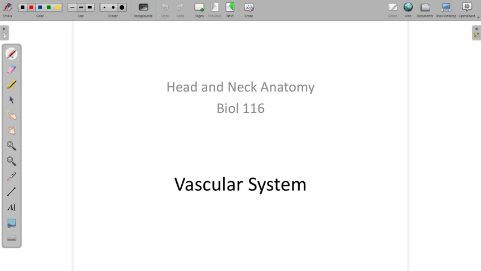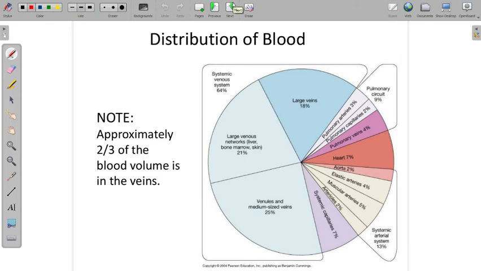Hi again. Let's go over the vascular system for head neck anatomy. So, just to point out the distribution of blood, some of this is probably going to be reviewed from A&P, but I think it's worthwhile going over quickly again.